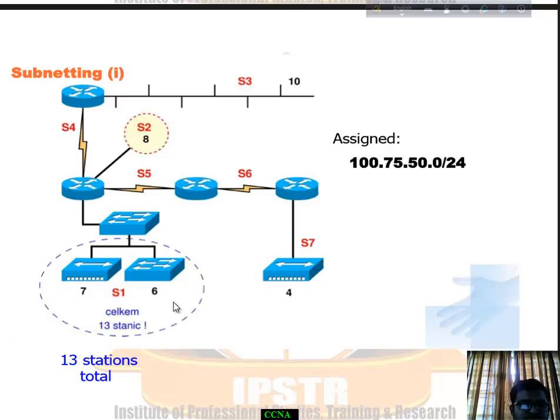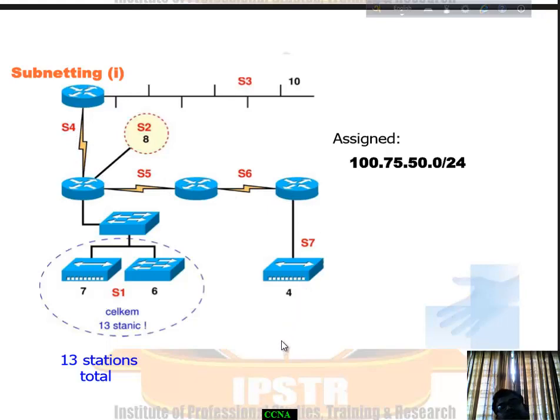So S1 needs 13 hosts, client or host, and S2 needs 8, S3 needs 10, S4, S5, 6, 4, 5, and 7 needs 4.